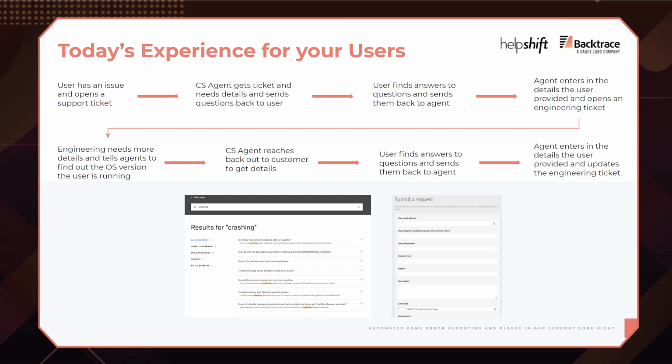So the agent enters in the details that I've sent to them, and then the agent opens them up in Jira so the engineer can start to look at it. So then the engineer takes a look at the ticket and says, hey, we need more details here. Maybe we need to find out what specific version of Android they are running, or maybe some more details that are important about the SDK version or the game version. So the customer service agent has to reach back out to the customer. The user finds the answer, and I can keep on going here. It's a painful cycle where no one really enjoys what's happening.